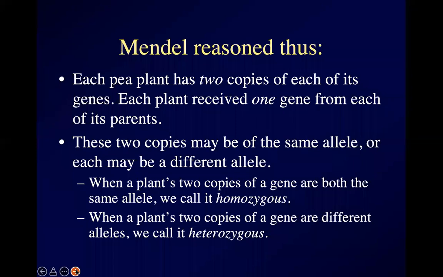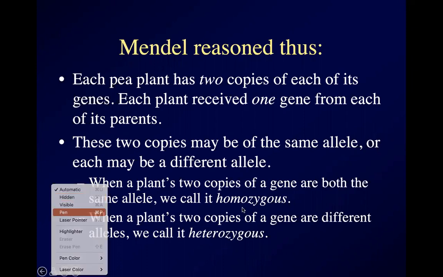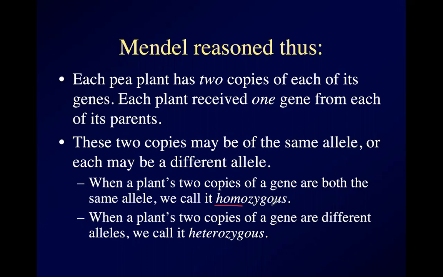Those two copies might be the same, or each might be different. If a plant has two copies of a gene that are identical, we say that the plant is homozygous. And again, homo means same. Zygo means yoked together, linked in a pair. So two of the same thing linked in a pair is homozygous. If the two alleles of a gene are different, we say it's heterozygous.